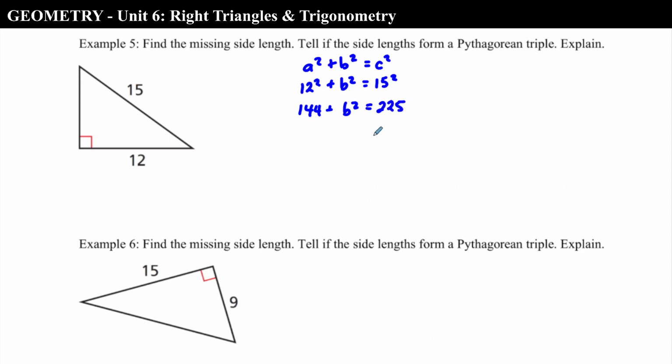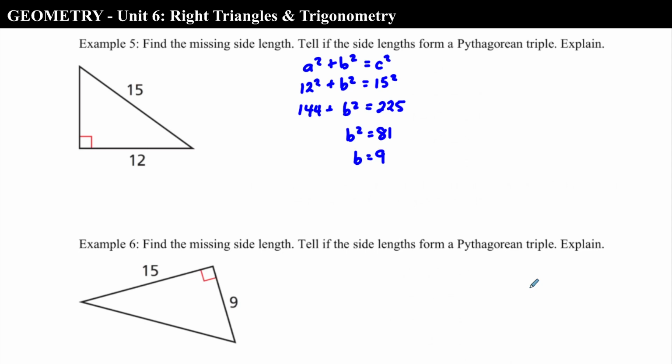Subtract 144 from 225 and you get b squared equals 81. And yes, we can take the square root of 81 and we get 9. Just as a side note, you'll notice that we're not using the negative version of the square root. We're only going with the positive version, and that's because we're dealing with lengths. You can't have negative length, so negative 9 gets thrown out and we're just left with 9.